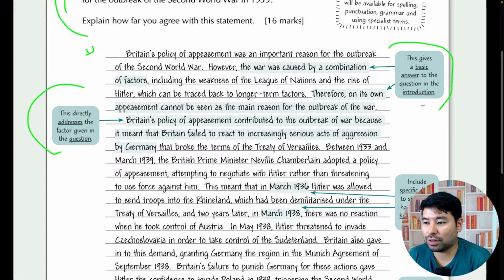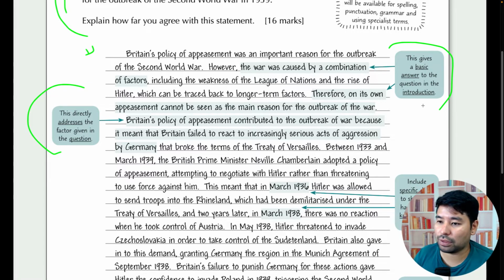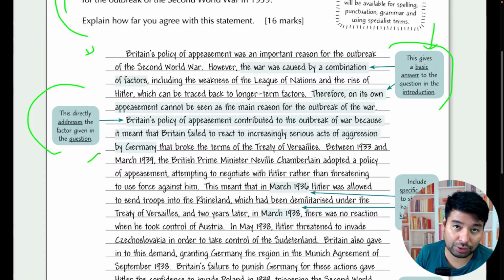Britain's policy of appeasement contributed to the outbreak of war because it meant that Britain failed to react to increasingly serious acts of aggression. We have here two pieces of information, as we can see. The first one is this one here: the war was caused by a combination. This gives a basic answer to the question in the introduction. On the other side, Britain's policy of appeasement contributed to the outbreak. This directly addresses the factor given in the question, right? So again, analyzing, understanding why he used that, it's your job.